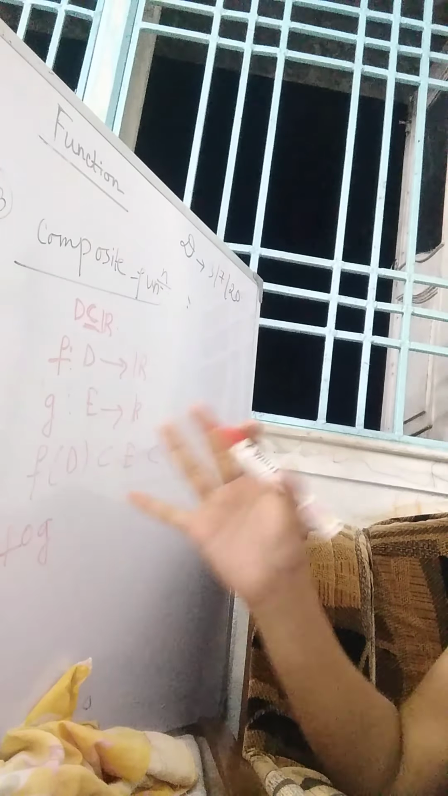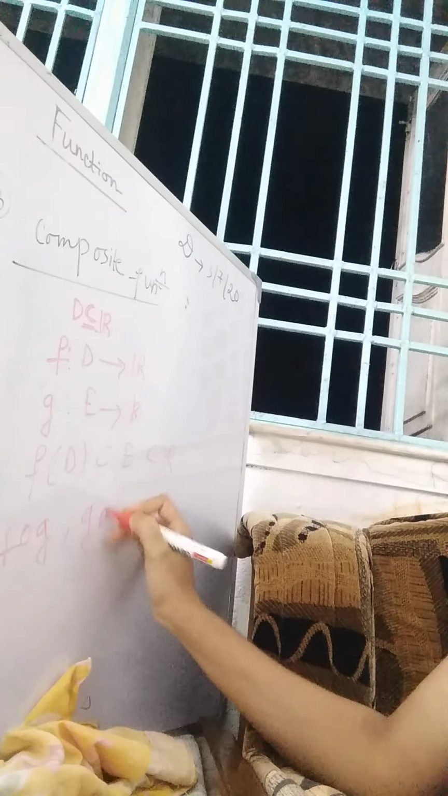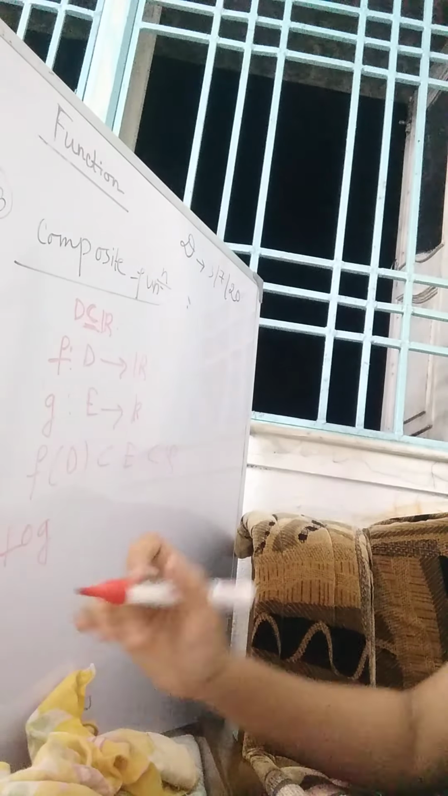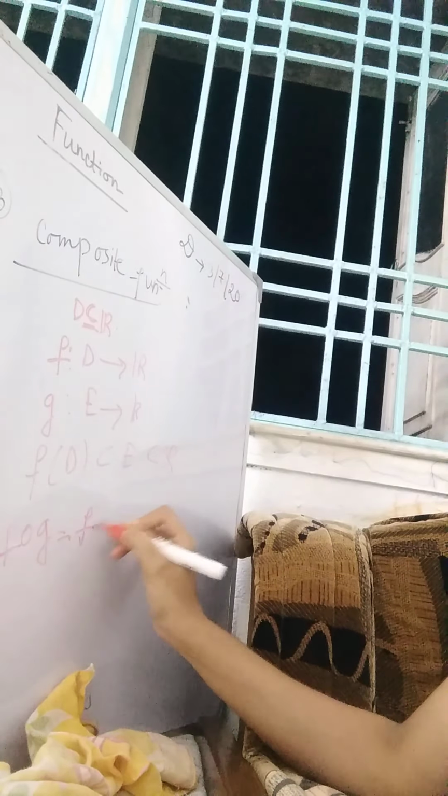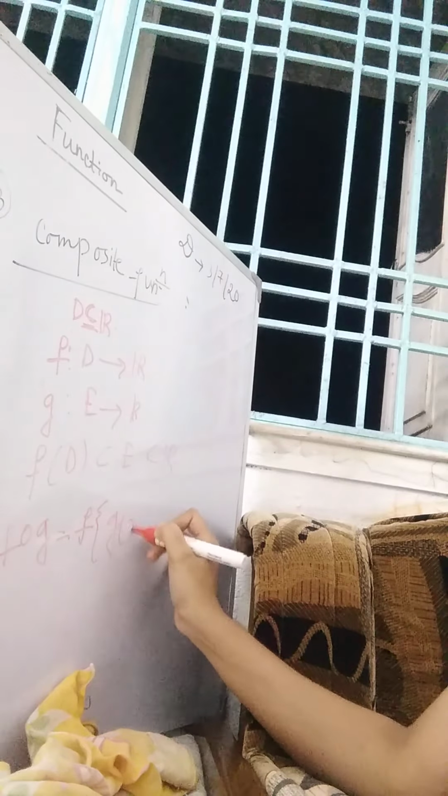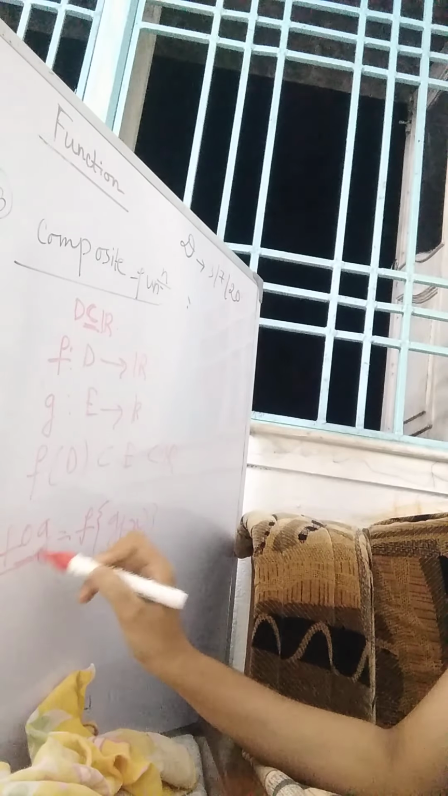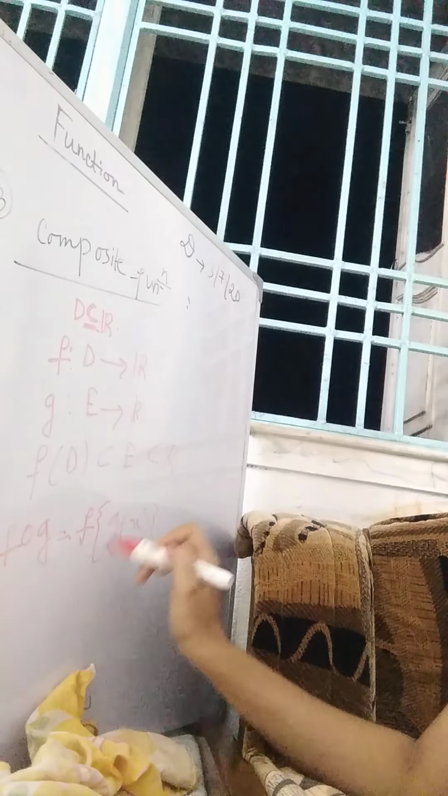G naught f can be defined in another way. Here we are defining only f naught g. F naught g is defined as f of g of x. This is a composite function. It is denoted by f naught g and it is defined as f of g of x.